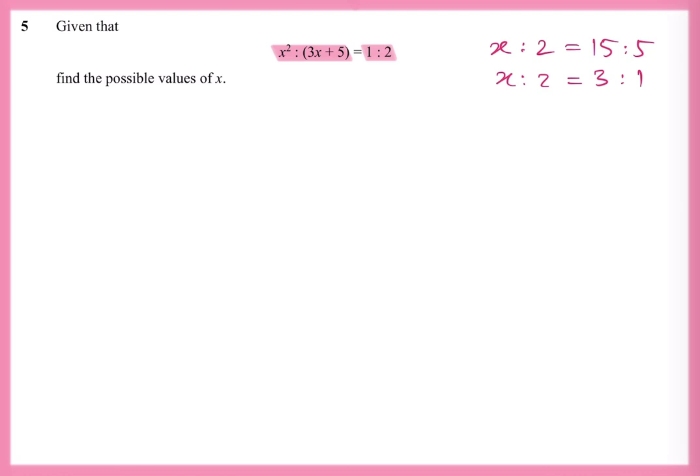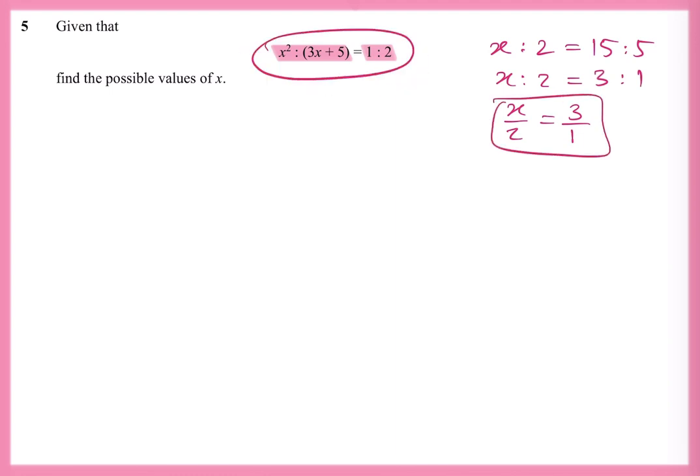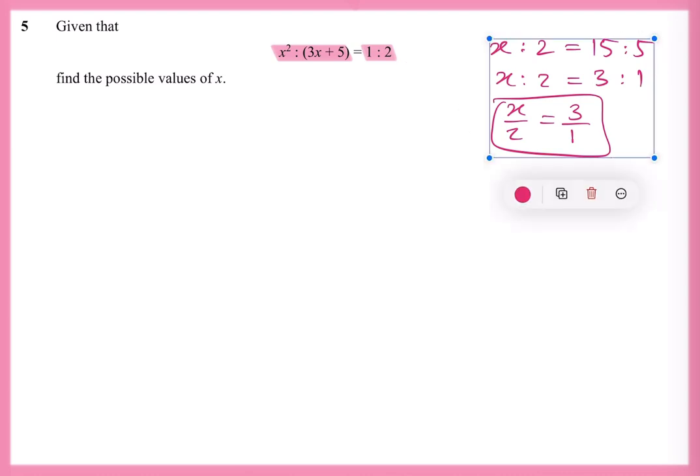Another way of thinking about it is if we rewrite this ratio as a fraction, x over 2, and then rewrite that as a fraction, respectively, 3 over 1, and then solve for x. So we're going to have to use this skill in this particular example because we can't just think of what x is for this proportion to be equal to 1 to 2. Right, so let's go ahead and do that.